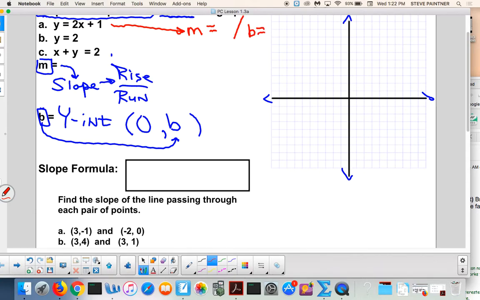So what is m in that first one? 2. What is the b value? 1. Okay. When I know the slope and the y-intercept, I can graph it quick. Where do I start? The y-intercept, right? Everybody go to 1. And then the slope is 2, but what does 2 mean? Yeah, it's rise 2 and run 1. Rise 2, run 1. It should be kind of steep, right? And then, of course, I can go down to the left 1. Is that okay?